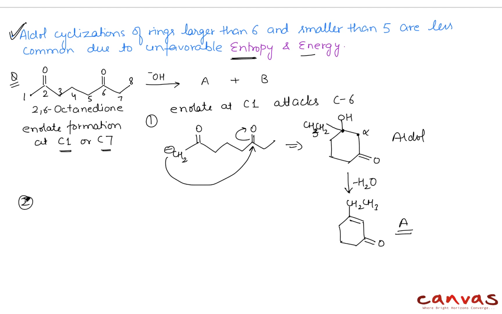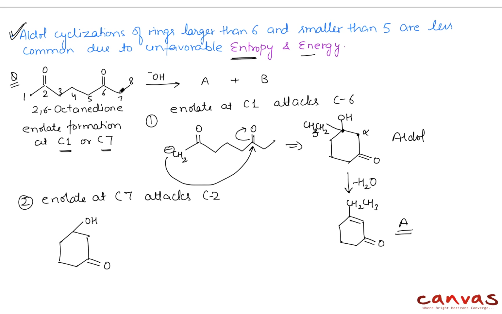And second option, if you form enolate at C7 and it attacks C2, then what happens? Directly you need not draw the whole thing again. From the 7 to 2, 1, 2, 3, 4, 5, 6, again you have a 6-membered ring. Draw carbonyl anywhere at beta position, you will have OH. Okay, that is certain.